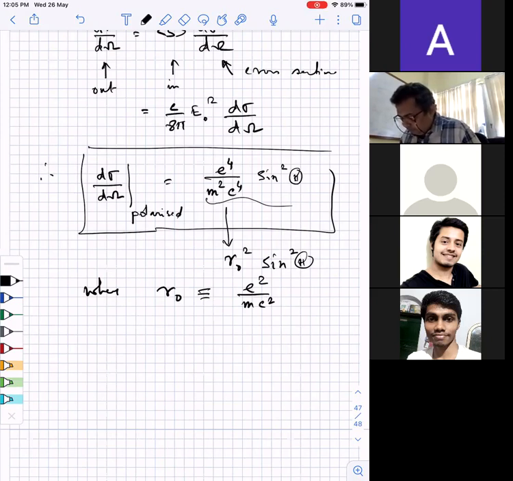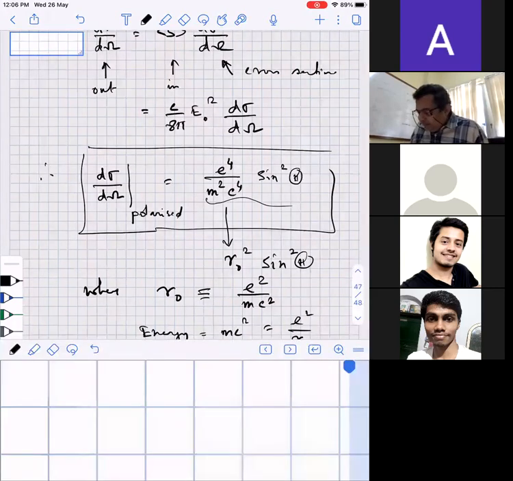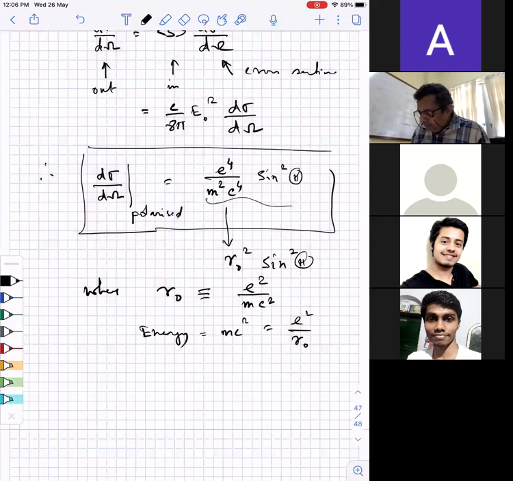the reason this is r0 is that my energy, which is mc squared, is equal to e squared by r0. So this is like the self energy of the electron. And I can think of the self energy as the potential of the electron in which the electron is residing. So it's a very vague way of saying though. And that potential energy is your self energy of the electron. So that's why the scale r0 comes over here.